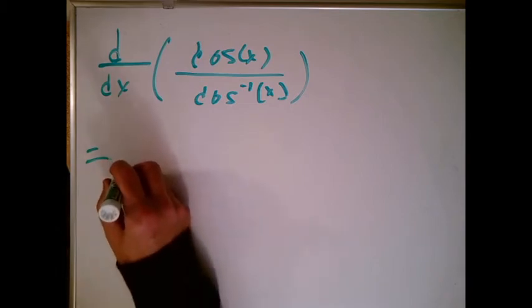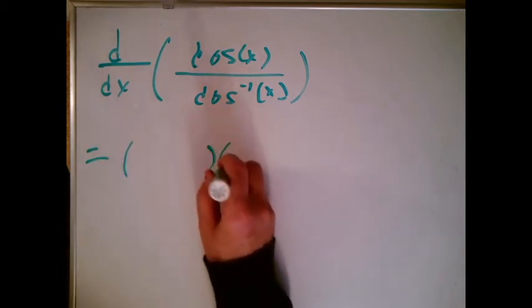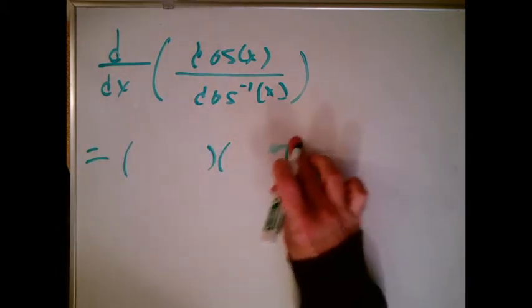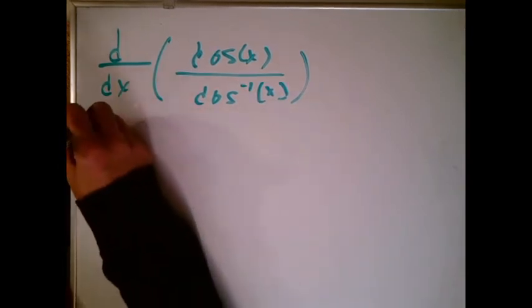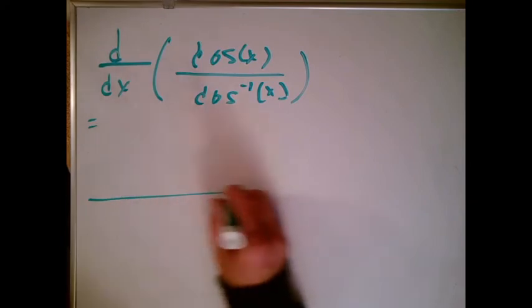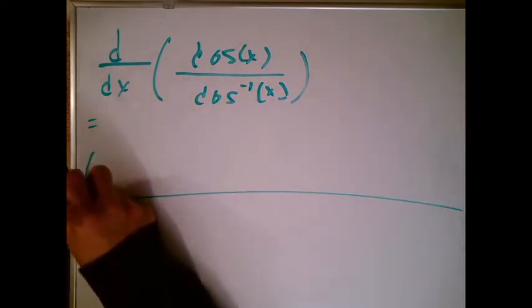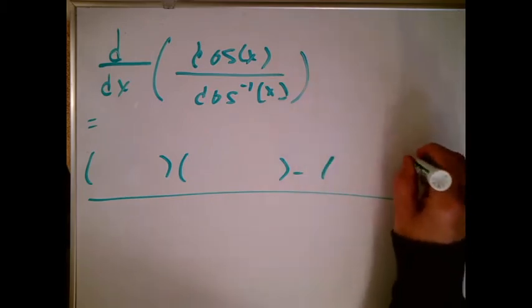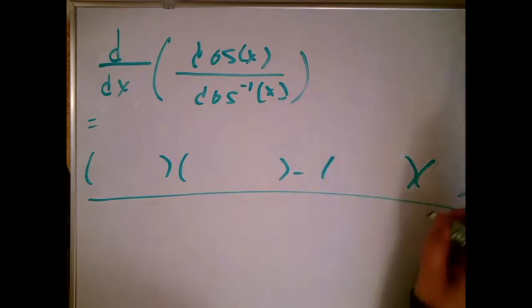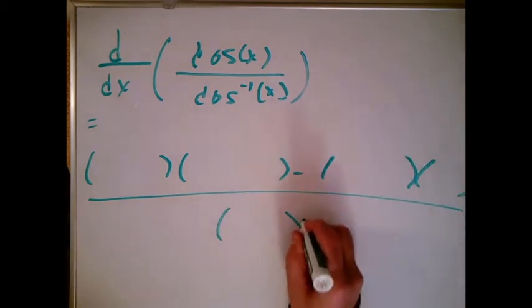Quotient rule says, let's see, it's the derivative of the top times the bottom. A little more room. How about if we do this? Put the equals here. Yeah, that's it. All right, go like this. I want to see the derivative of the top times the bottom minus the derivative of the bottom times the top all over the bottom squared.